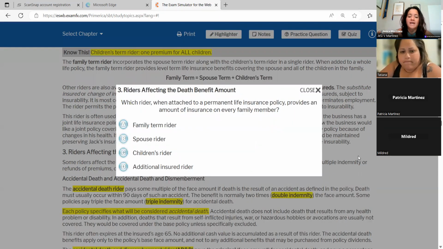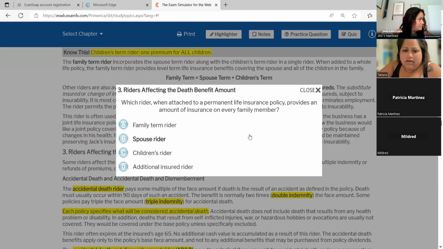Which rider, when attached to a permanent life insurance policy, provides an amount of insurance on every family member? A, family term rider. B, spouse rider. C, children's rider. Or D, additional insured rider. I am between A or D.